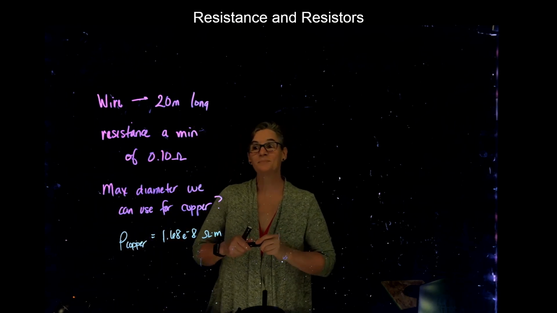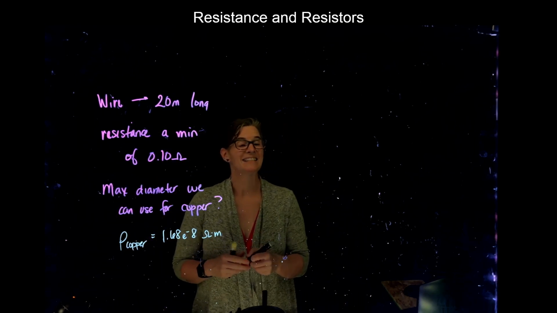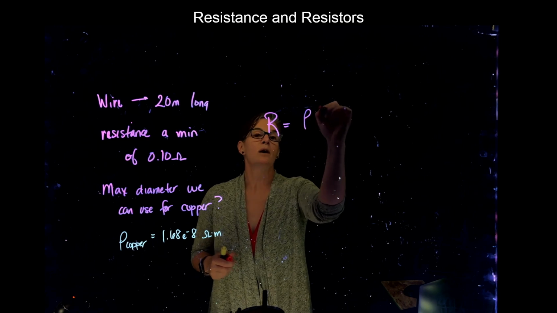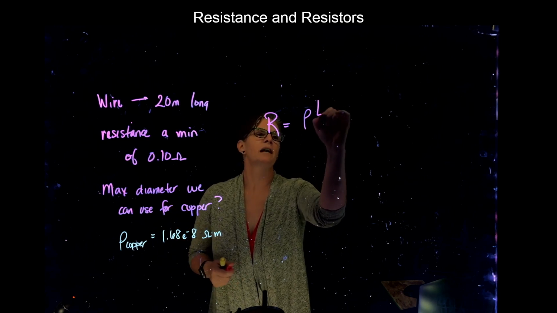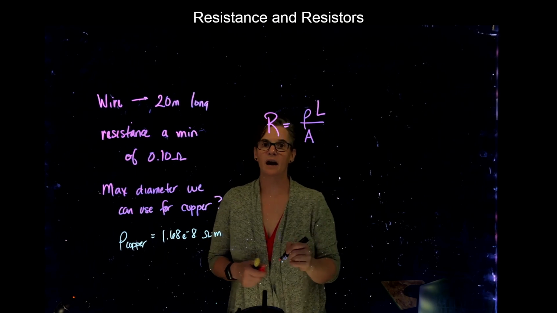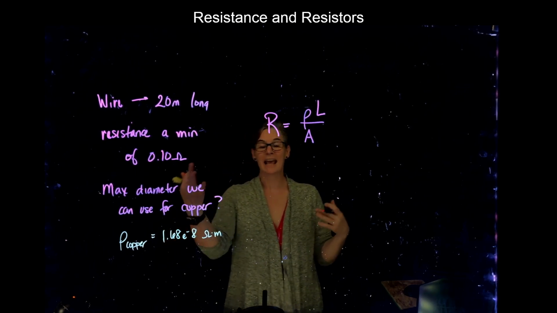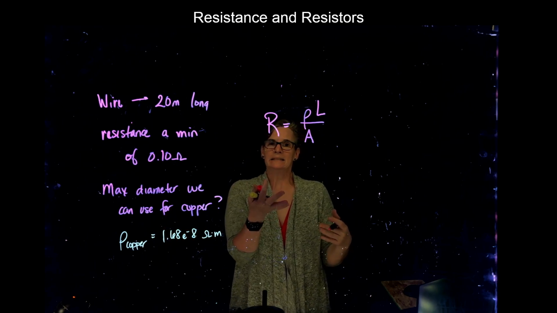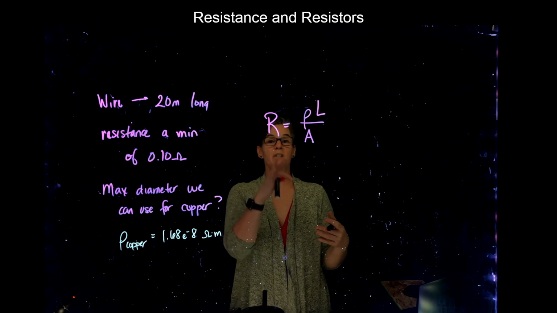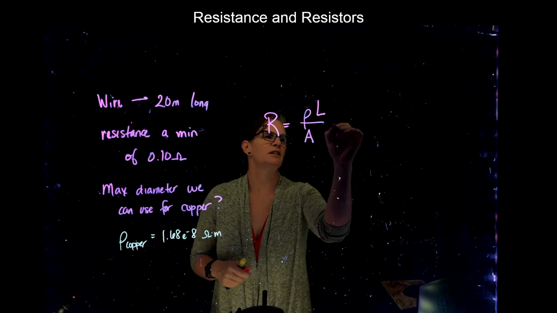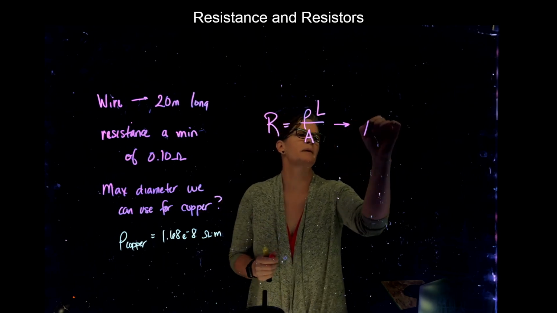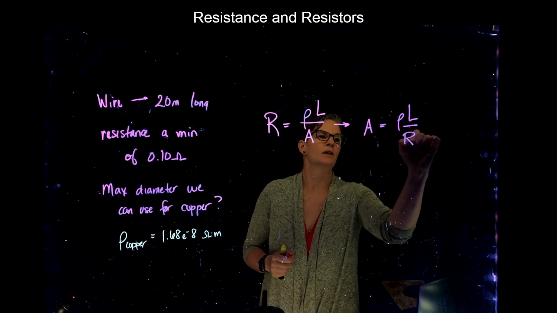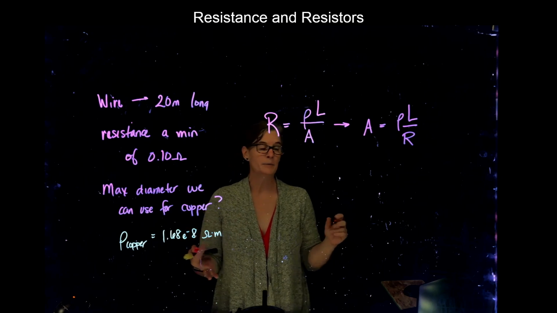All right, so we're going to use our resistance equation for a wire. The resistance is equal to the resistivity times the length over the area. We're interested in knowing what diameter of copper wire we need. Well, that's related to the area, right? So we're going to solve for area. We can convert this equation just through equation manipulation, where the area equals the resistivity times the length over the resistance that we need.